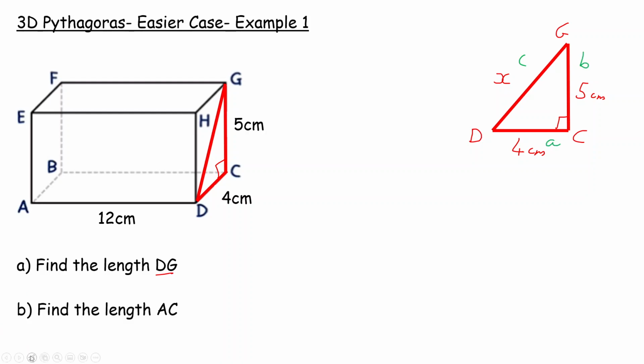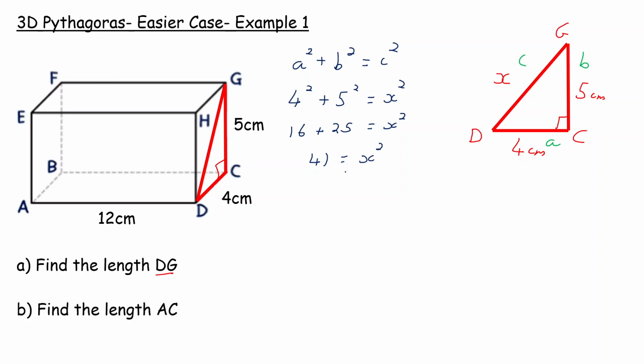And now it's just a case of applying Pythagoras' theorem. The theorem states that if you square the 2 shorter sides, A squared and B squared, that is equal to the square of the longer side. So A squared, where A is equal to 4, so we've got 4 squared plus B squared, where B is equal to 5, so plus 5 squared is equal to C squared, where C is the missing side, which I've called X. So let's put it in to be X squared. 4 squared is 16, 5 squared is 25, and that is equal to X squared. 16 and 25 is 41, and that is equal to X squared.